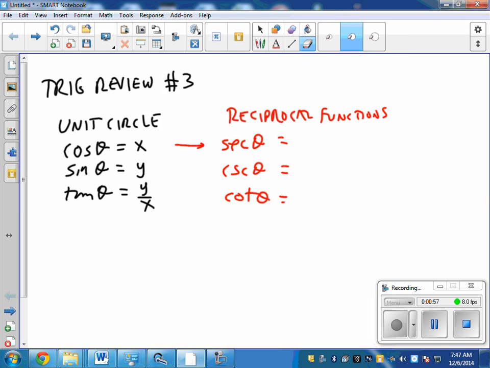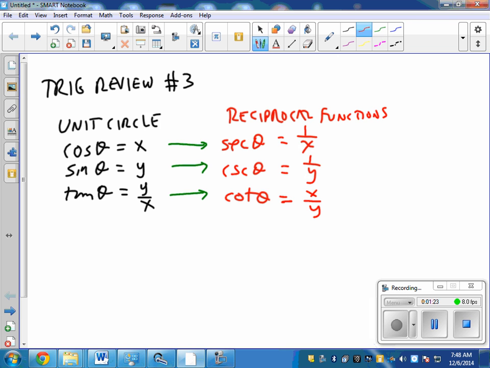So the reciprocal of the, let me do that in green. The reciprocal of cosine is going to be 1 over x. And the reciprocal of sine is going to be 1 over y. And lastly, the reciprocal of tangent is going to be x over y.